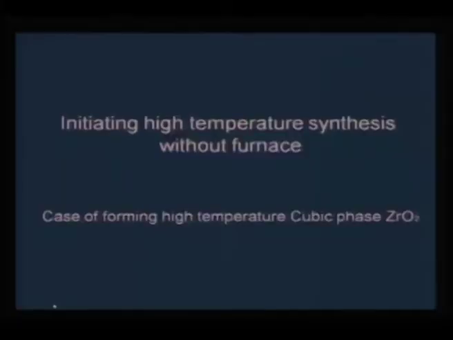We can also initiate high temperature reactions without a furnace, and I have discussed this in other modules also, but let me quote one example before I make some conclusion. In the case of forming the high temperature cubic phase of zirconia, we can try to achieve it using microwave. How do we do that? We take zirconyl nitrate and we can use urea or carbohydrazide or any of the fuels, and this would give us zirconia nanoparticles.